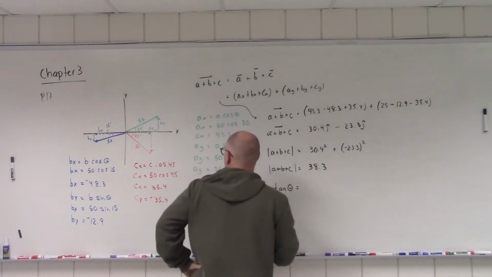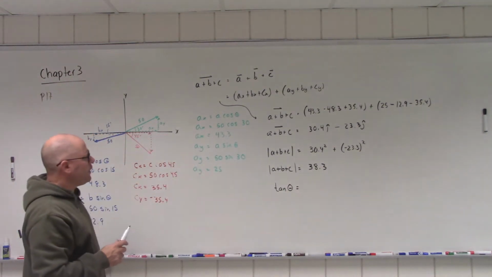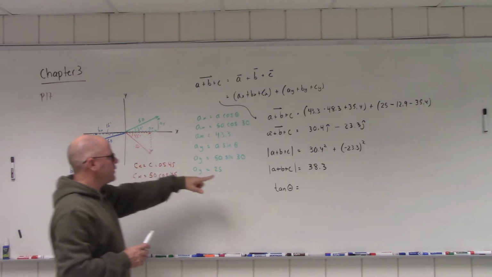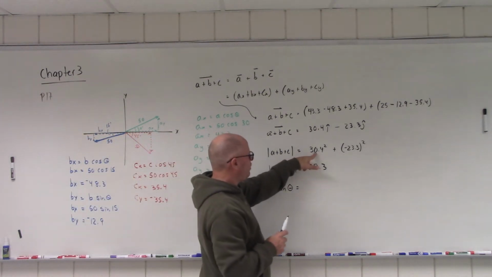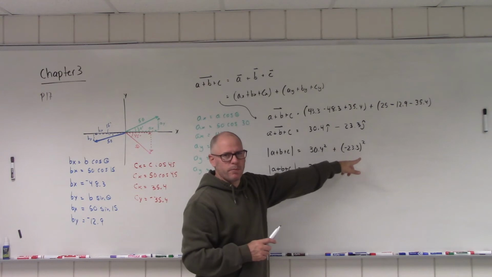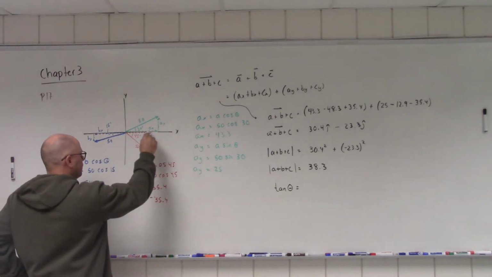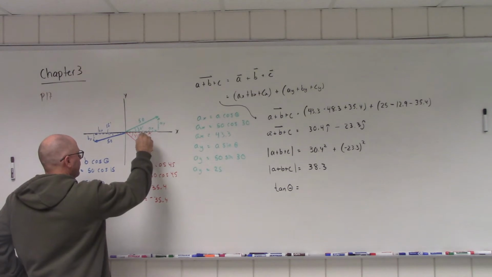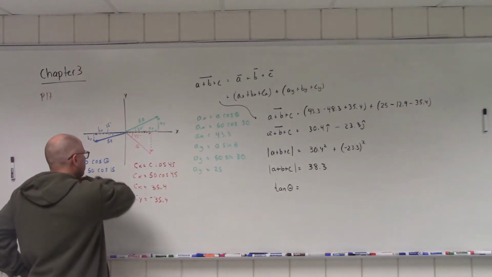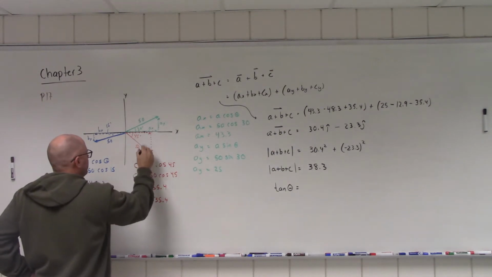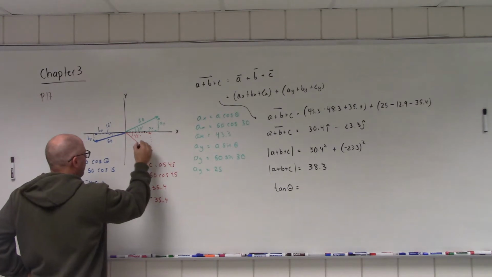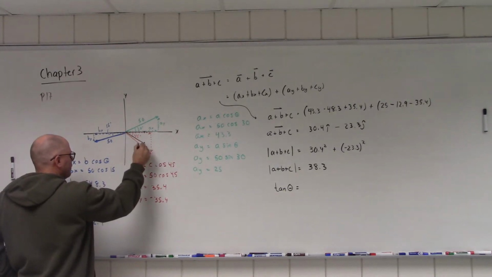I'm going to take, this is actually interesting. So the vector itself, if you look here, it's 30.4 to the right and 23.3 down. So it'd be 30.4 to the right, okay, and 23.3 down. So the actual vector itself is probably only like this long.